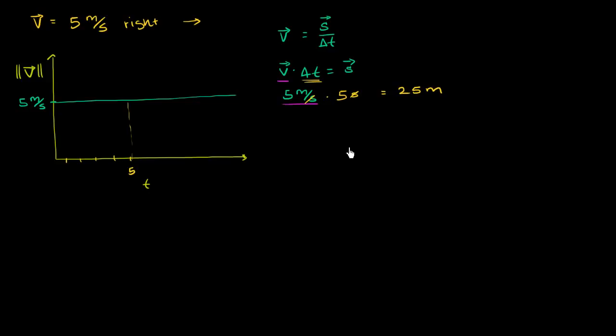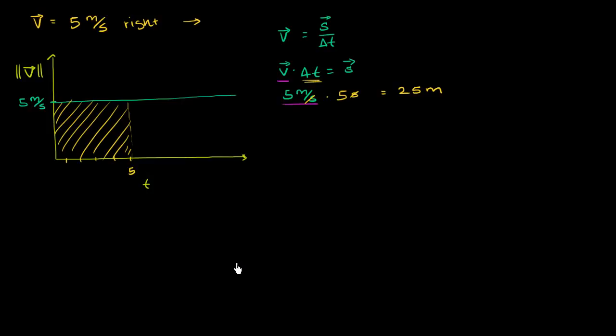And that's pretty straightforward. But the slightly more interesting thing is that's exactly the area under this rectangle right over here. What I'm going to show you in this video is that in general, if you plot the magnitude of velocity, so you could say speed, versus time, the area under that curve is going to be the distance traveled, or the displacement, because displacement is just the velocity times the change in time. So it's just a rectangle right over there.